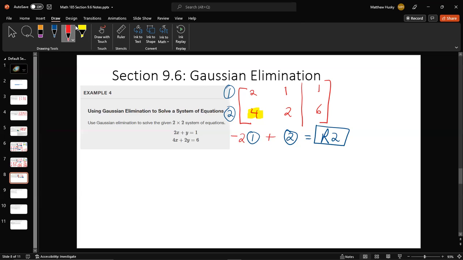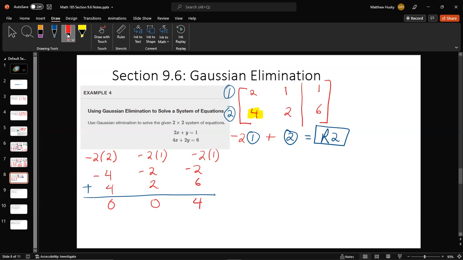So let's see what we end up with. You're going to have -2 times 2. You're going to have -2 times 1. You're going to have -2 times 1. So this is multiplying -2 by the first row. That's what we're doing. So when we do that, we get -4, -2, -2. Okay, fair enough. Then what? Then we're going to take the second row, which is 4, 2, and 6, and then we're going to add those together. By design, that gives you a 0, that gives you a 0, and that gives you a 4.